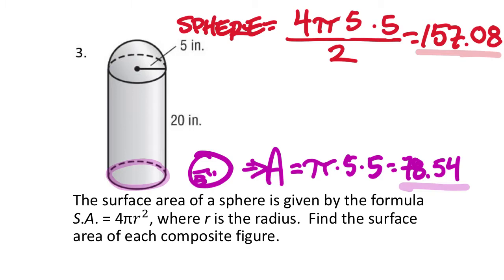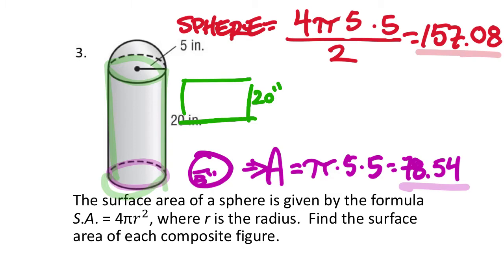So next up, we have this rectangle that wraps around both the circle and the half sphere. Okay? So to find the area of this rectangle now, we see it has a height of 20 inches. That's very nice. But we need the length of this thing, which is really the circumference of the circle.